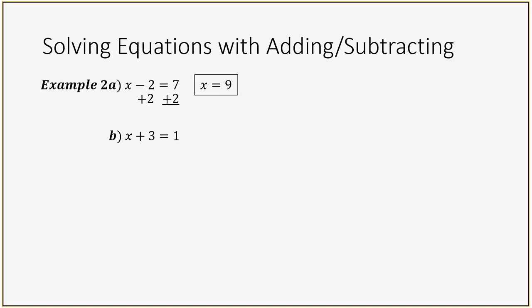Same concept with this one. I have x plus 3 is equal to 1. I want x by itself. The opposite of addition is subtraction. So I subtract 3 from both sides. 1 minus 3 is negative 2.